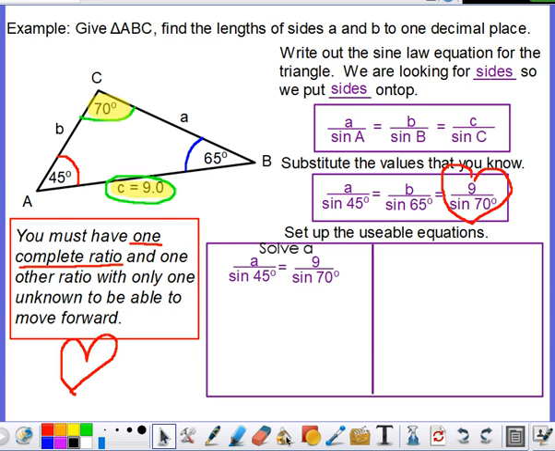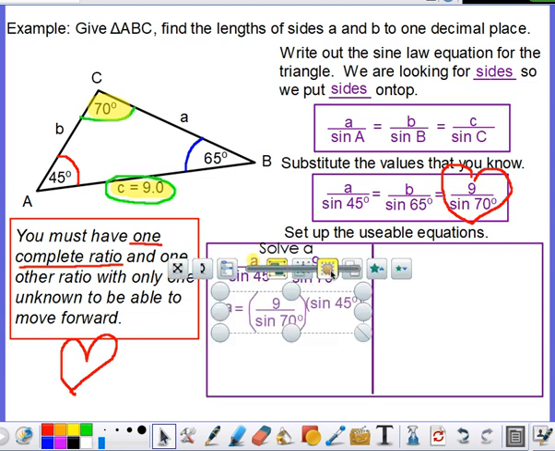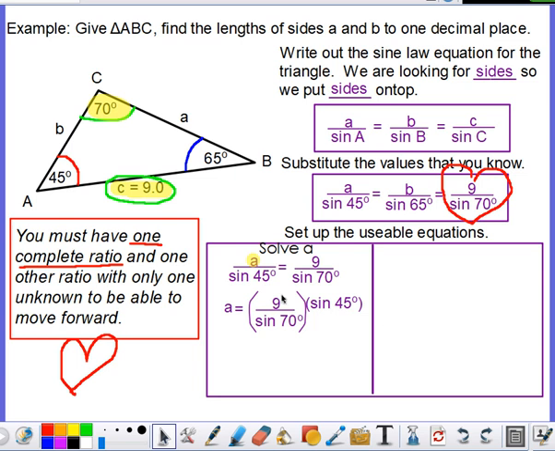Now we have to solve for a. In that case, we have to isolate a. Currently, a is being divided by sine of 45. So what we have to do here is multiply each side of the equation by sine 45. So we get a equals 9 over sine 70 times sine of 45. The reason we can write it like that is because we multiplied this side by sine 45 and also that side by sine of 45. On the left-hand side, sine 45 cancels with sine 45, and this is what we're left with.